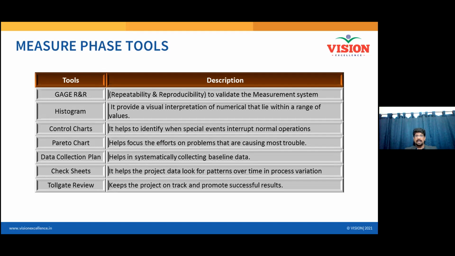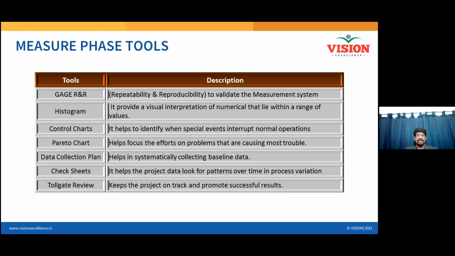Then data collection plan is very important. A systematic data collection plan must be in place. Then only the data collected will be appropriate for analysis. Then check sheets, which help you to find out the data in different patterns, in different process variations. Then tollgate review. It helps you to find out the key steps and challenges present in the particular process.